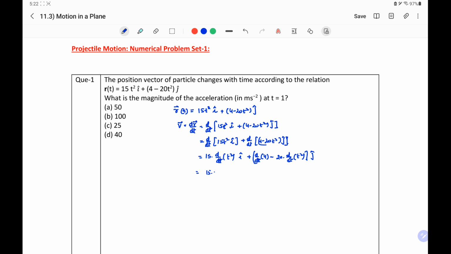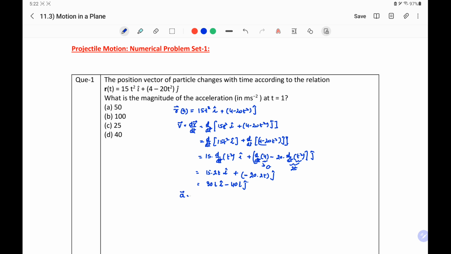Differential of t square will be 2t, so it is 15 into 2t i. Plus, 4 is a constant term, so its differential will be 0, and this is t square, so differential will be 2t. So we will have minus 20 into 2t j. This will be equal to 30t i minus 40t j.